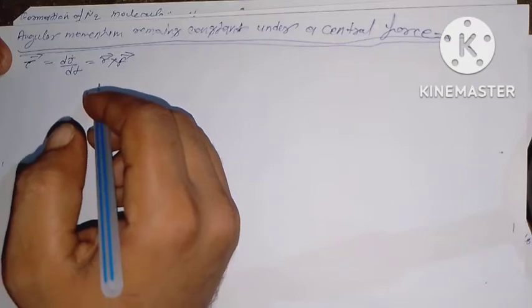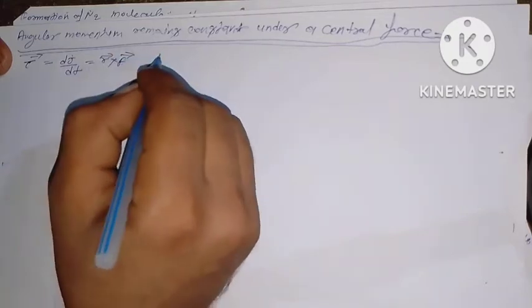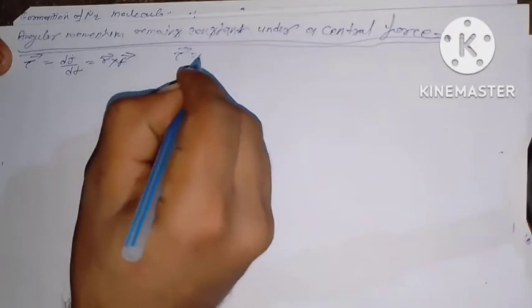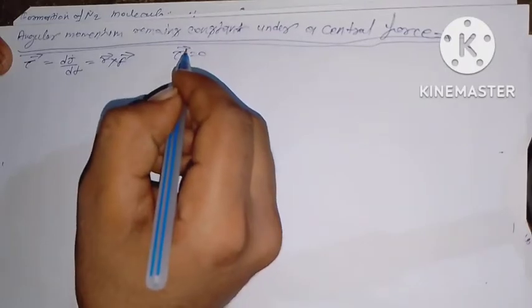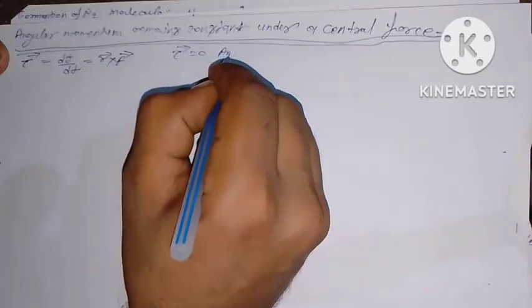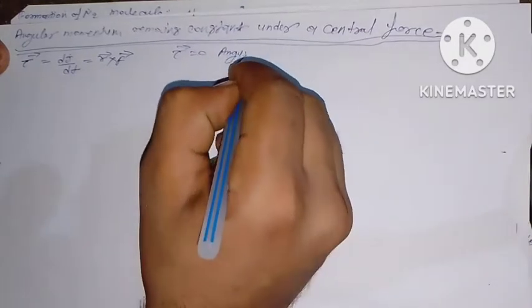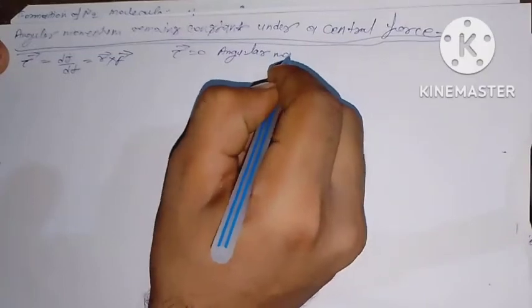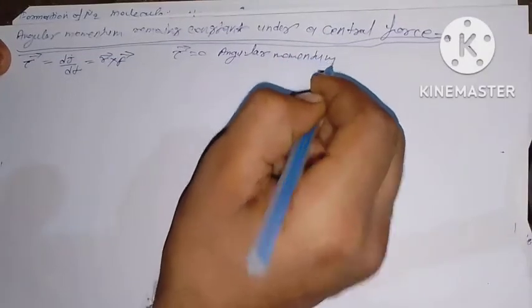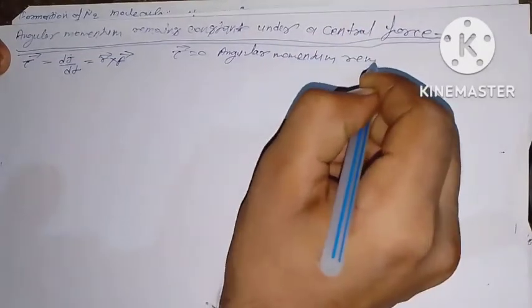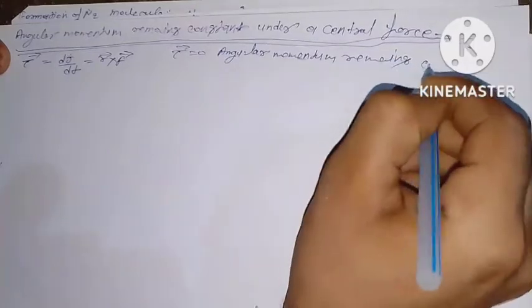We find the torque acting on the particle is zero, and hence the angular momentum remains constant.